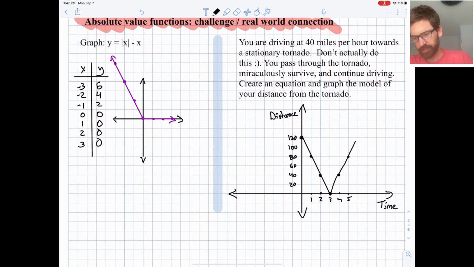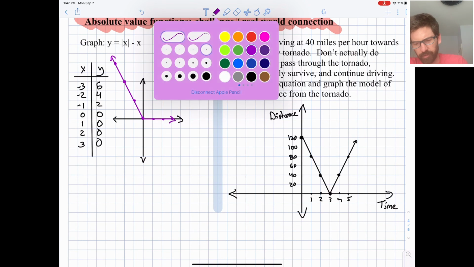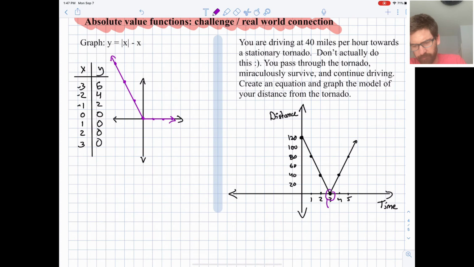absolute value function. We can even come up with an equation for this. Well, we're supposed to come up with an equation for this graph. So we have a couple things to keep in mind. We have the vertex is at 3, 0. Okay, and let's find the slope of this right-hand arm. That is 40 over 1. Makes sense, right? Our speed was 40.